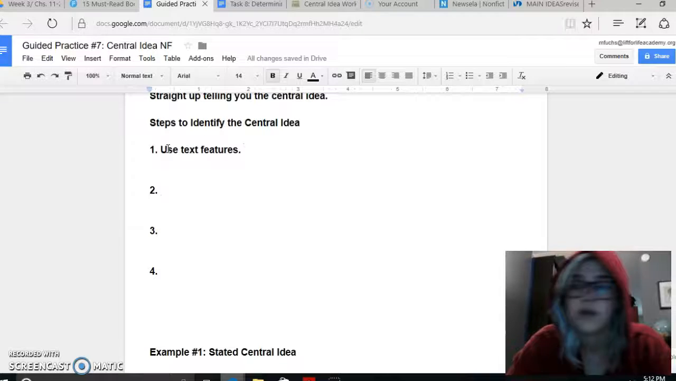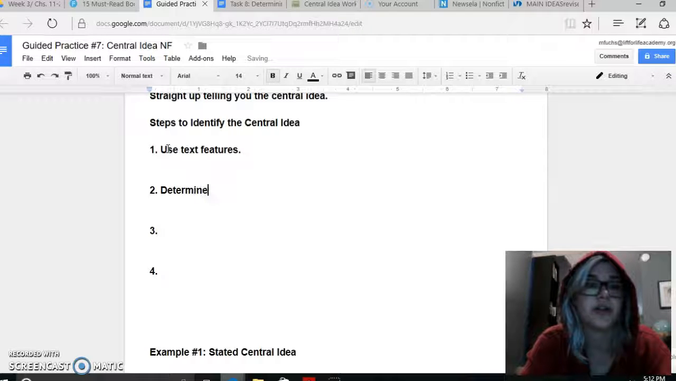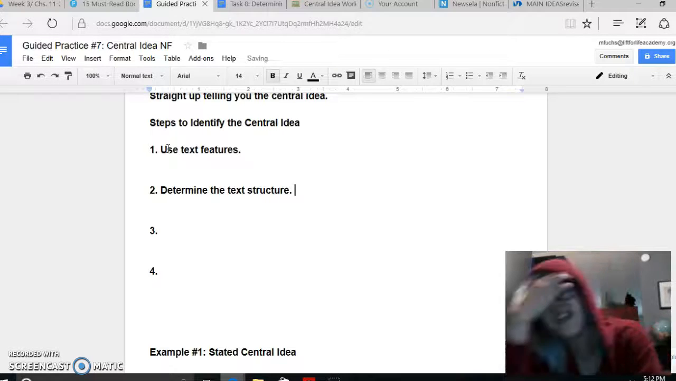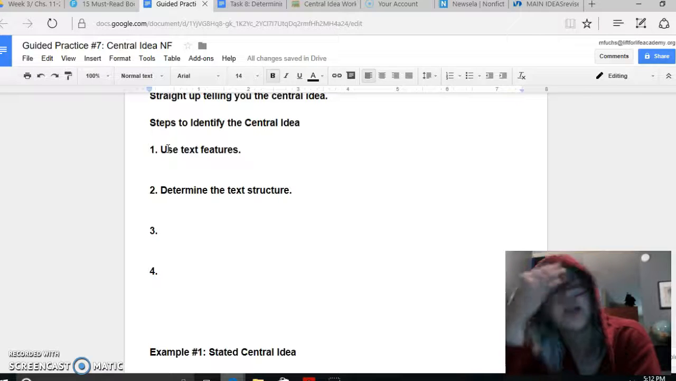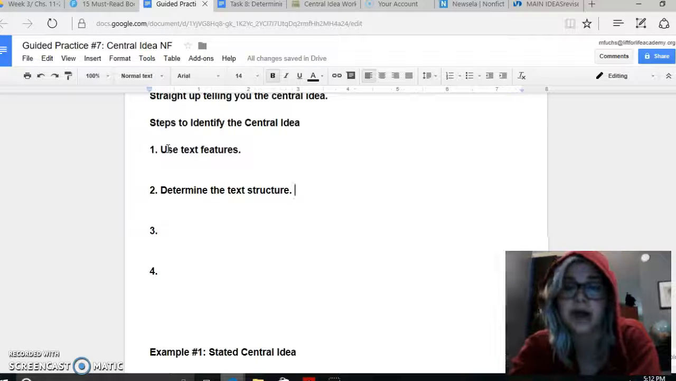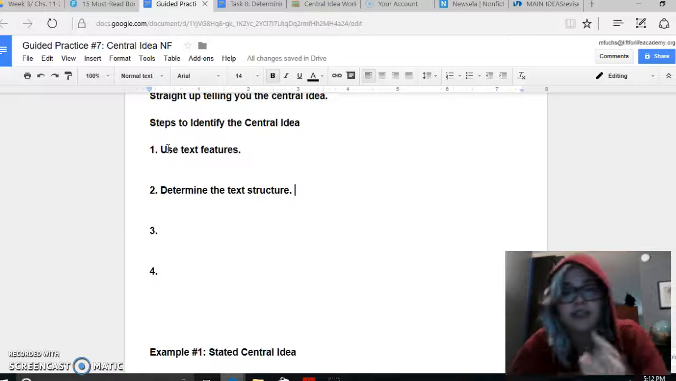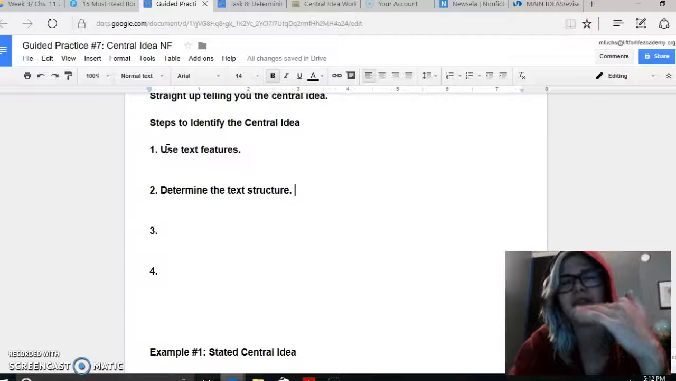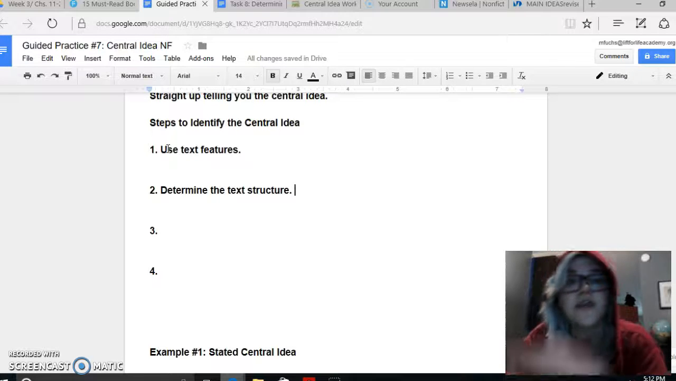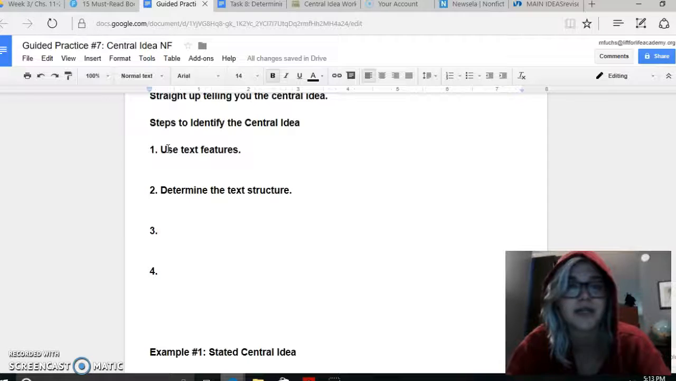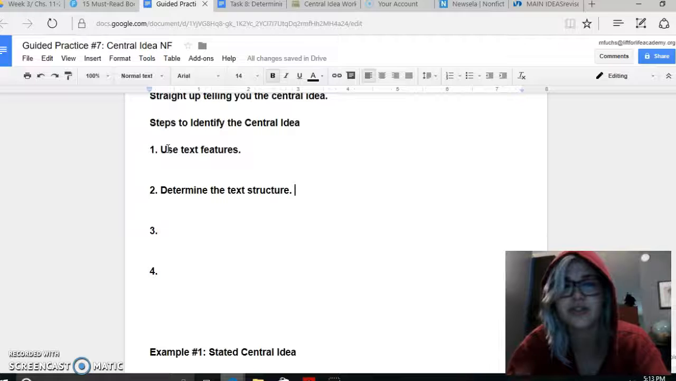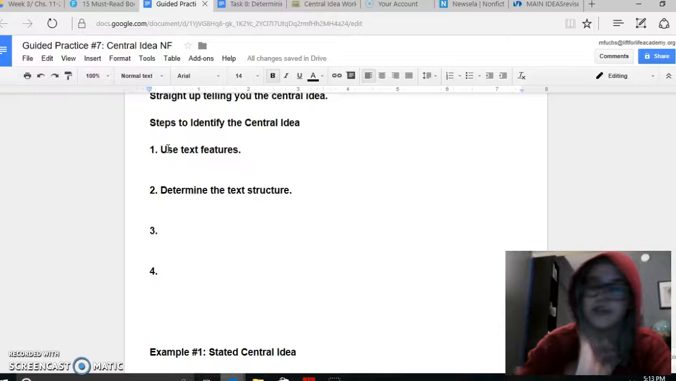Okay? Then we determine the text structure. When we think about text structure, we're thinking, is it in chronological order? Is it telling us somebody's life story, and it's like, first this happened, then this happened, then this happened? If you can identify that structure, a lot of times you can identify the central idea in a better way. You can also see what it's comparing and contrasting. A lot of times whatever that main thing is will tell you the argument that it's trying to make, and that will show you that central idea.